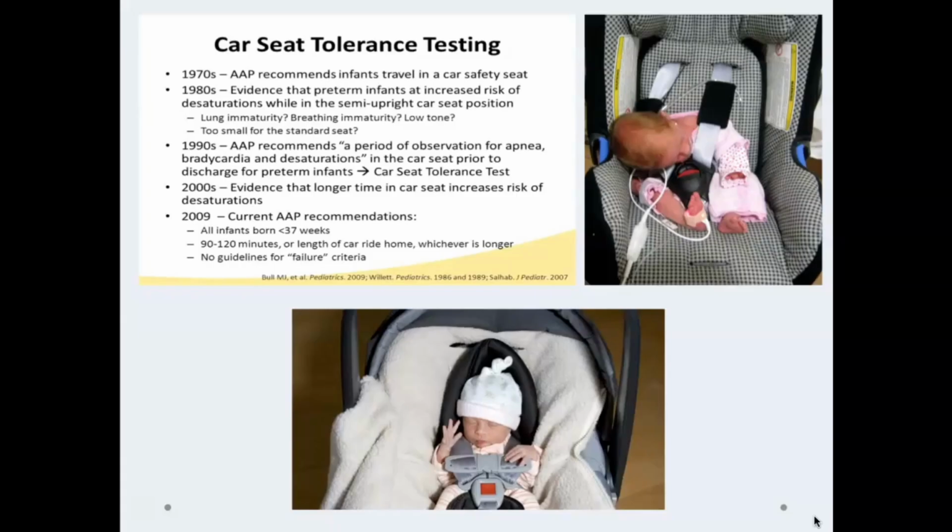It also depends on how far the parents live away from the hospital, and depending on the length of their car ride home is how long you're going to do the screening for. So if they live 2 hours away, you're going to run the tests for 2 hours and see if they're able to maintain their oxygen level. If they desat during this screening, you can repeat it one more time. If they fail a second time, then you would let the pediatrician know, and normally these babies would not be able to go home until they're able to maintain their oxygen saturation while being in a car seat.